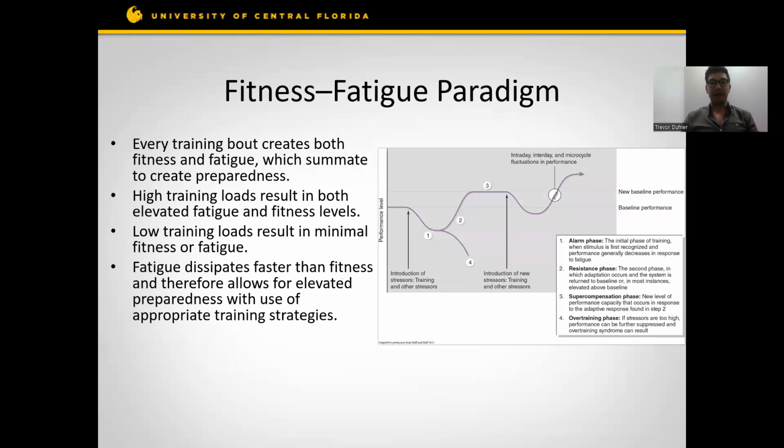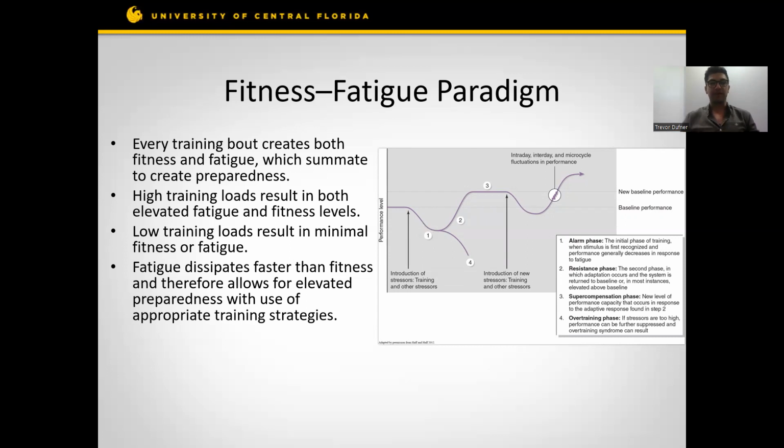This is the fitness-fatigue paradigm. Essentially what this is saying is every training bout creates both fitness and fatigue, which summates to create preparedness. So on the right here, we see this graph. You're at a steady baseline level. You go through fatigue. High training loads result in both elevated fatigue and fitness levels. So you go through fatigue. If you're working out harder, this is going to be a greater drop, essentially. This isn't an exact number that it's dropping.